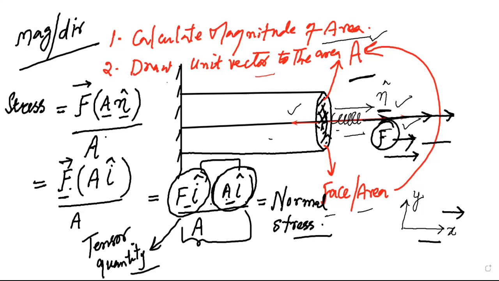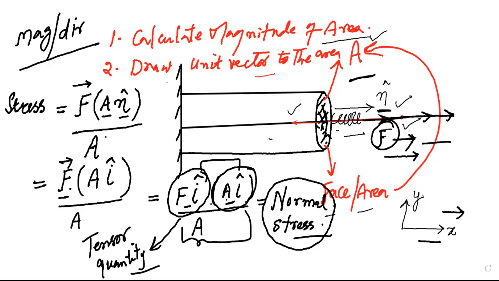So in order to express the stress, you require the magnitude of the force and direction of force. You require the magnitude of the area and the direction of the area, and then only we can calculate the stress. And this stress, we call this as normal stress.